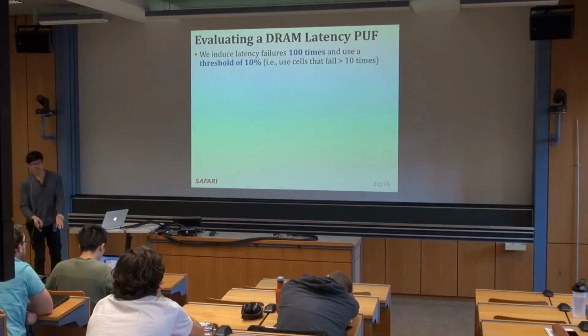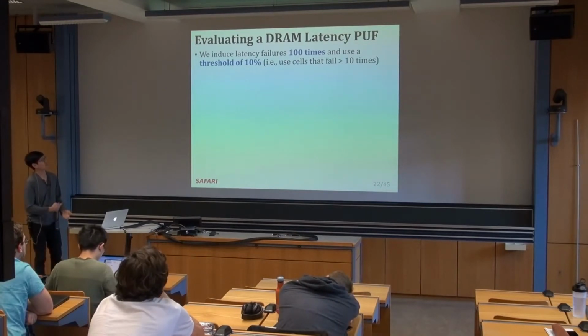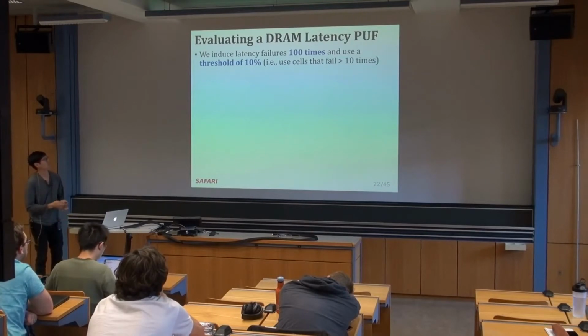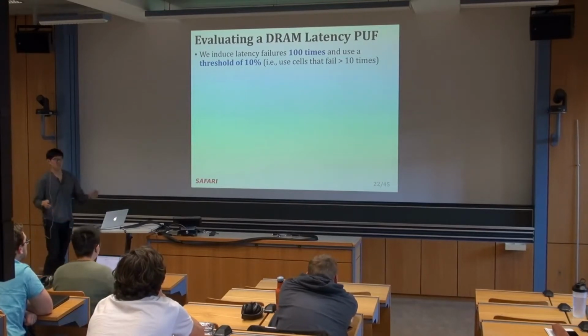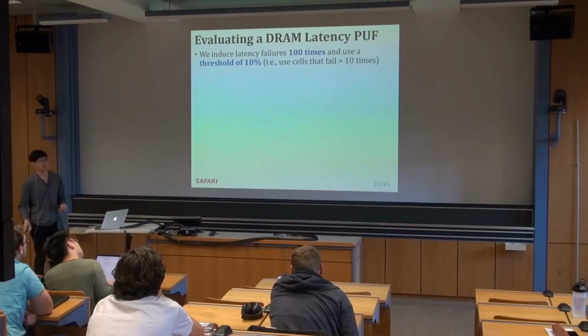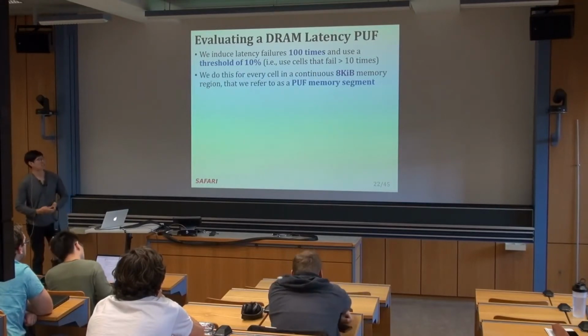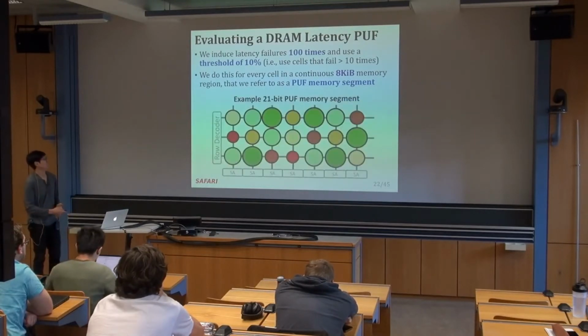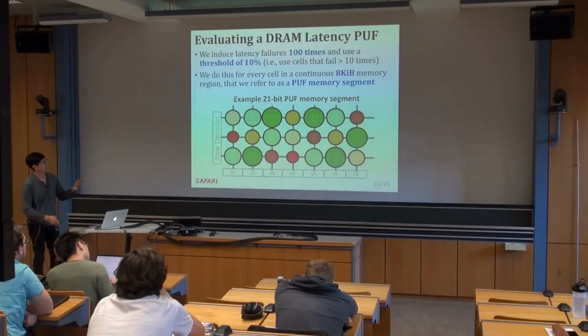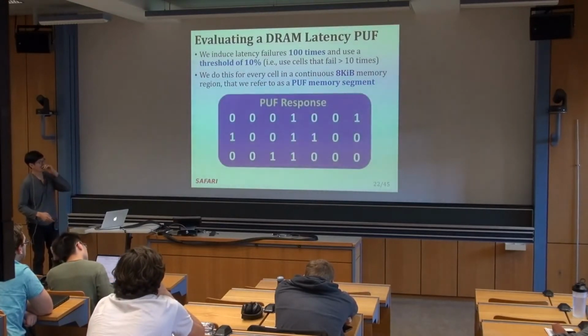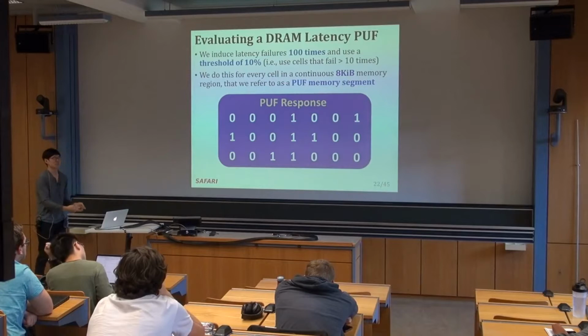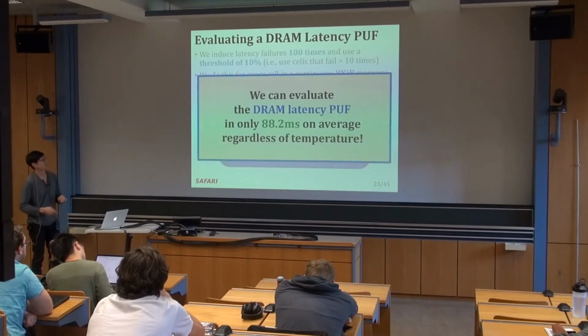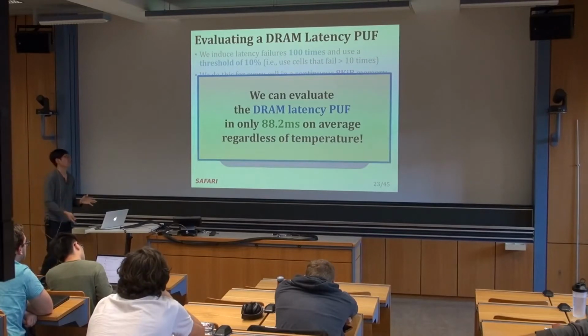So we've decided, using characterization, to induce latency failures 100 times and use a threshold of 10%, which is essentially just choosing the cells that fail greater than 10 times. And we do this for every cell in a contiguous 8 KB memory region that we refer to as a PUF memory segment. Again, taking this example, we access it a bunch of times, then use that filter of 10% threshold and generate a PUF response. And this can be used to authenticate this device. We can evaluate this DRAM latency PUF in only 88.2 milliseconds on average, regardless of the temperature.